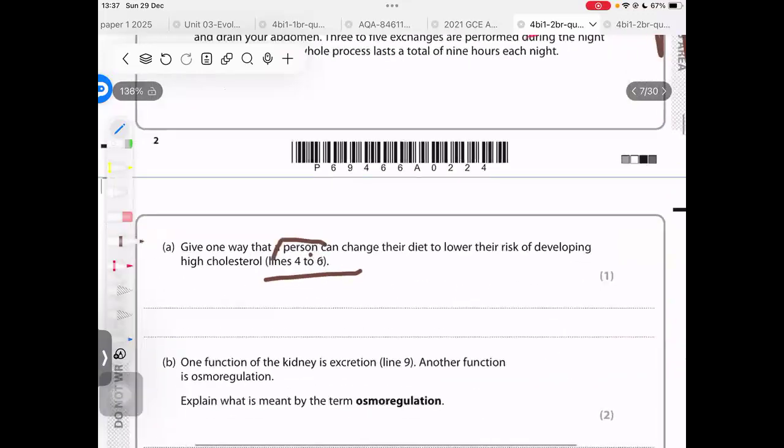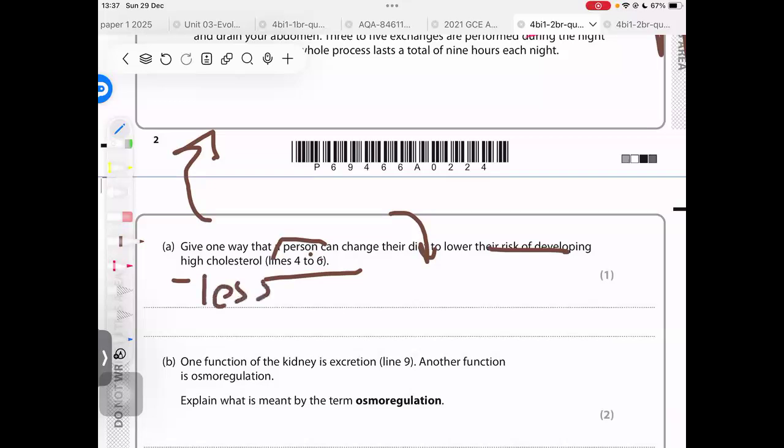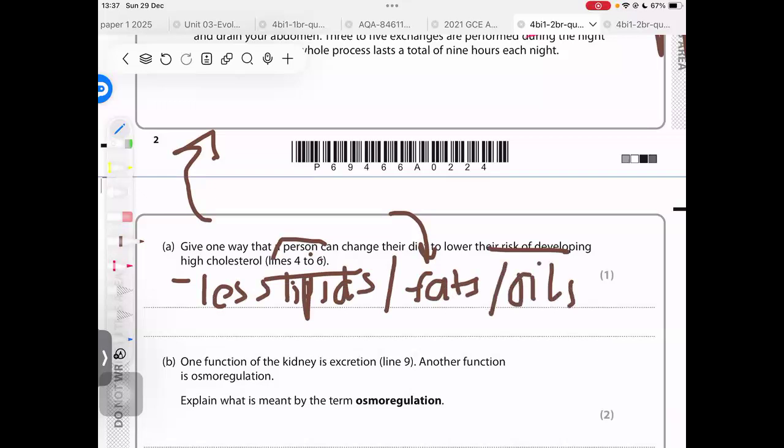So they have asked us one way the person can change their diet to lower the risk of developing high cholesterol. It's not something that you should take from the passage. It's something that you should tell from your knowledge. How can you reduce the risk of having high cholesterol? You can take in less lipids or fats or oils. Either one of them is correct. Or else you can have a balanced diet. If you are having a balanced diet, you might not get high cholesterol.